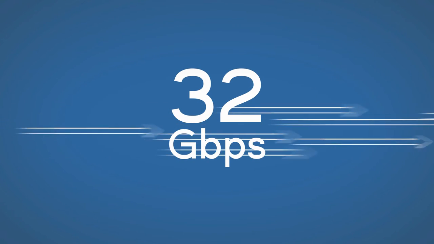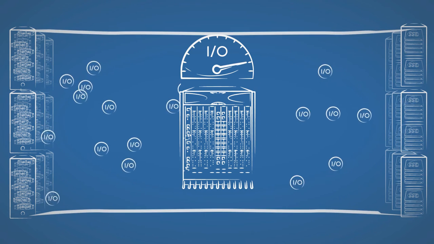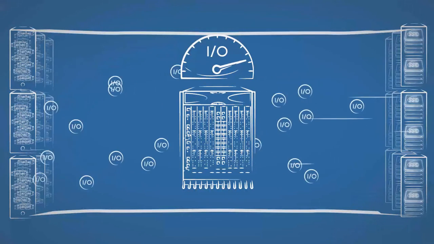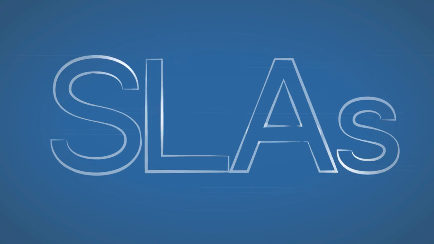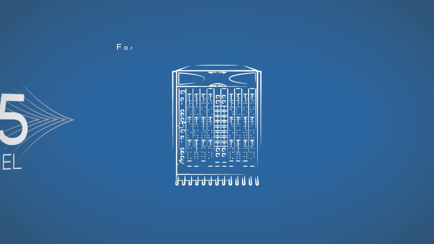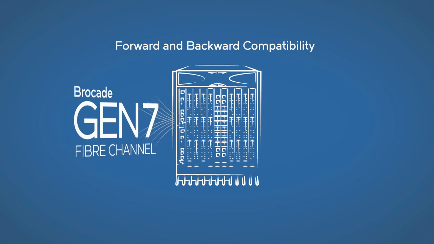Breakthrough 32 gigabit performance accelerates application response time up to 71%, alleviating bottlenecks and unleashing the full capabilities of flash storage. Even the most data-intensive applications see fast response times that produce stellar performance for SLAs. And it offers many options to help you increase business agility moving forward.